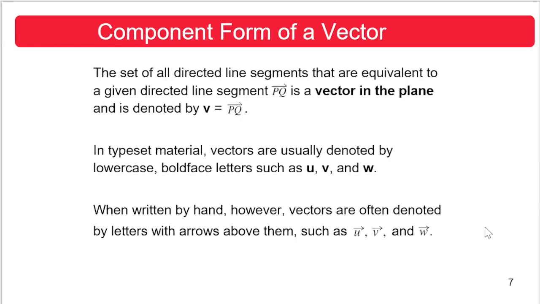The set of all directed line segments that are equivalent to a given directed line segment P to Q is a vector in the plane, and this is denoted by this notation. So this is read as vector v, which is equal to a directed line segment from P to Q, where P is the initial point and Q is the terminal point. In typeset material, vectors are usually denoted by lowercase bold-faced letters such as u, v, and w. When written by hand, however, vectors are often denoted by letters with arrows above them such as u, v, and w.